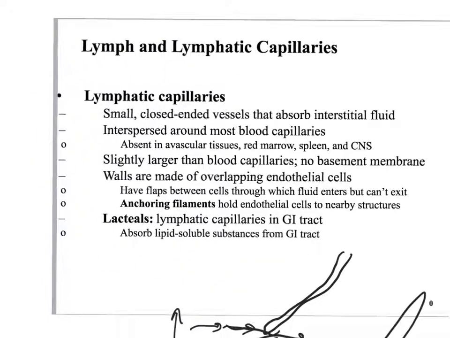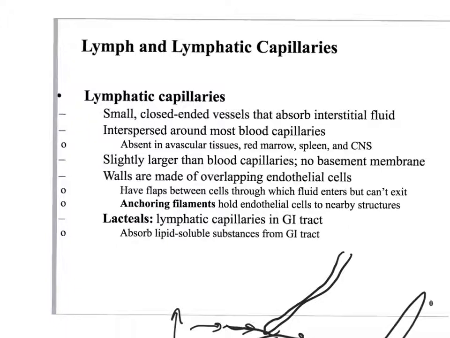So those are the overlapping endothelial cells, those flaps, right? They direct which way fluid enters the capillaries, right? So it'll always go one way. And then you have some anchoring filaments, some connective tissue that holds the endothelial cells in place so that they don't just float away, okay?